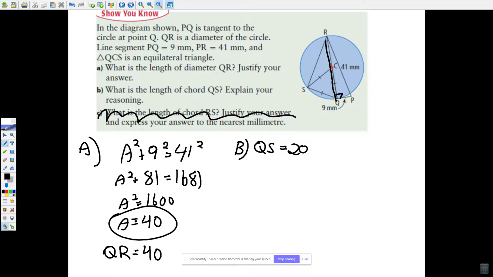We are then asked, what is the length of chord QS? Well, QS is right here, which is equal to the radius, as this is an equilateral triangle. So if QC is 20, that means that QS is 20 as well. So the answers are 40 and 20.